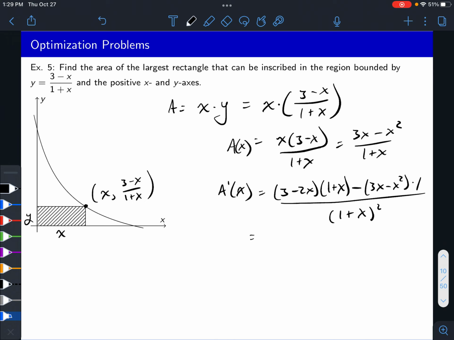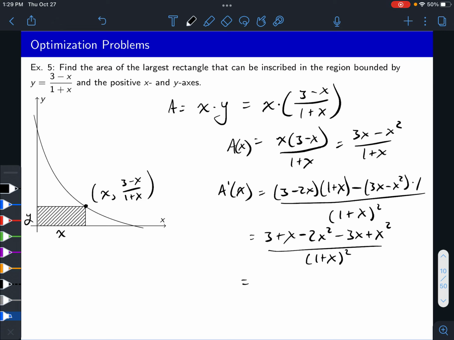All right. Now I will distribute everything. So this times this is equal to 3 minus 2x plus 3x. So that should be plus x, right? Minus 2x plus 3x equals plus x. And then minus 2x squared. And then minus 3x plus x squared, just distributing this negative to both of those terms.